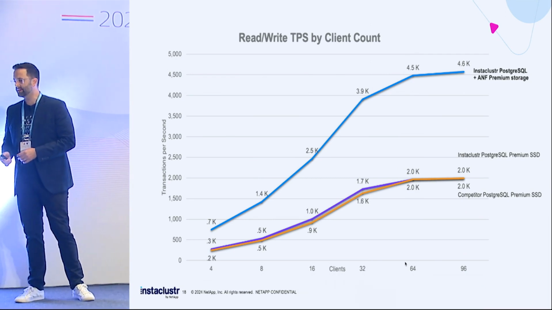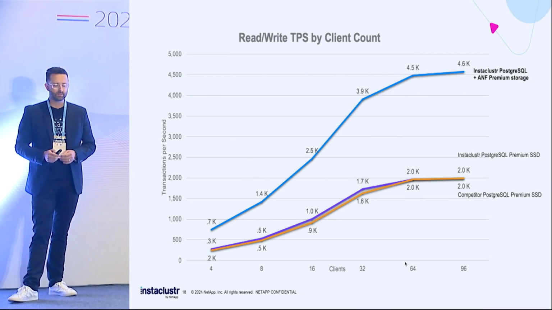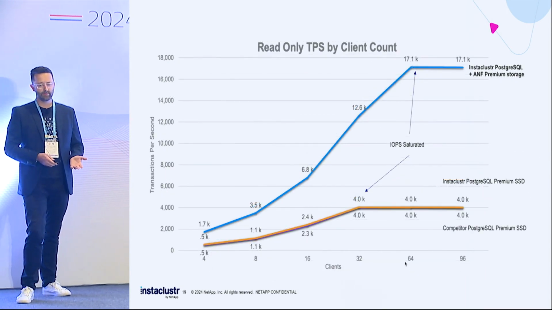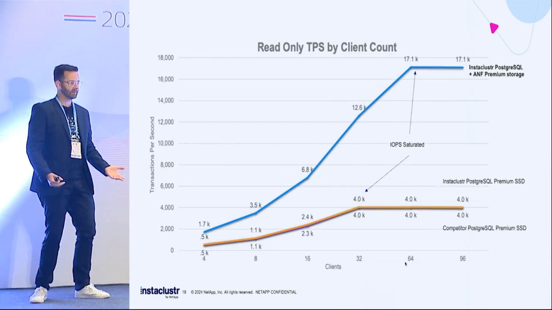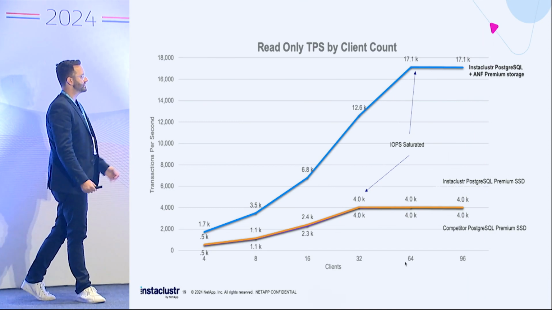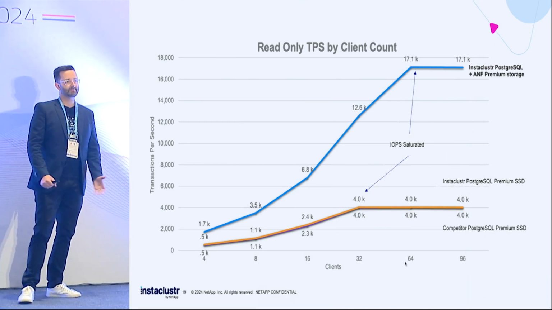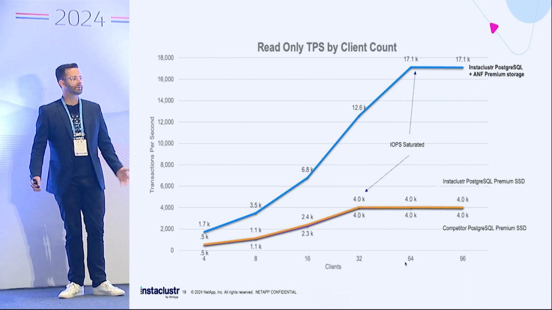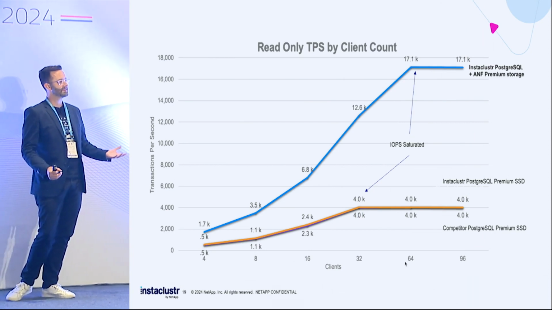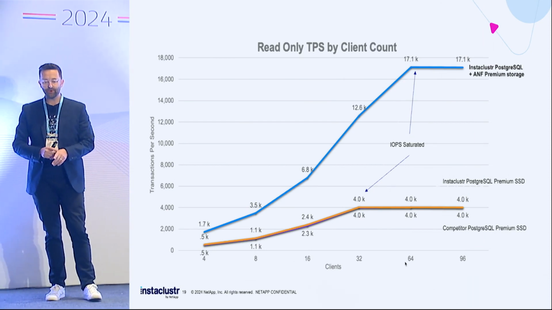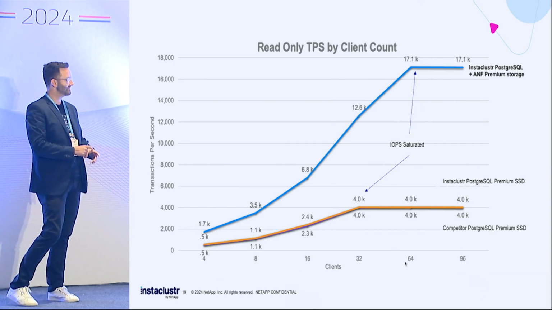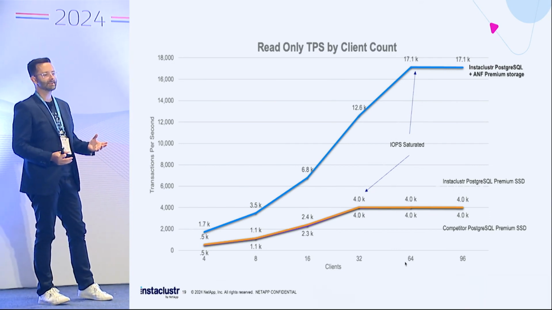Things were really interesting when we moved to a read-only workload, where it was even faster. At peak, it was more than 325% faster than what we saw with the premium SSD, which was quite surprising to us. We thought it was faster, but we didn't think it was going to be that fast.